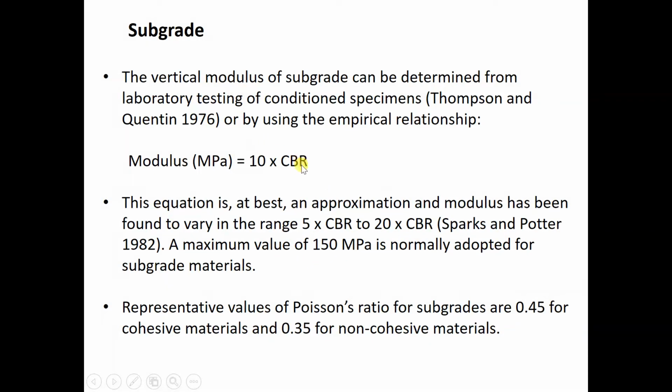Normally, you compact it to, let's say, CBR 8 for the best subgrade. So 8 times 10 will be 80 only. Based on your design, you could compact your subgrade from 3 to 10 percent, and you just multiply by 10. Representative values of Poisson ratios for subgrade are 0.45 for cohesive material and 0.35 for non-cohesive material.